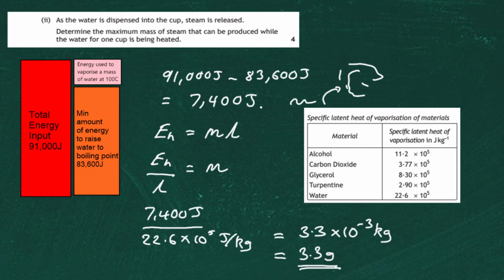Now the key number here is the specific latent heat of vaporization of materials, and for water it's 22.6 times 10 to the power 5 joules per kilogram. What does that mean? It means if you want to vaporize 1 kilogram of water into 1 kilogram of steam, you need to put in 22.6 times 10 to the power 5 joules of energy. Now we know we've put in that amount. That's the excess energy for this part here. Therefore, by using EH equals M times the specific latent heat of vaporization, we can rearrange, plug in the numbers, and we end up with 3.3 grams of steam produced.